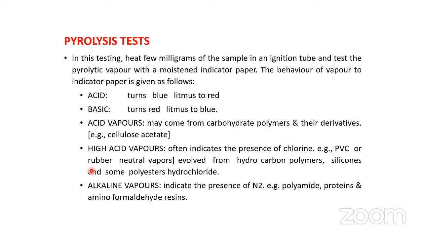Then if you get alkaline vapors, or you can say basic vapors, your red litmus paper will turn blue. It indicates the presence of nitrogen, for example polyamide proteins and amino formaldehyde resins. So these are some of the observations generally obtained from your pyrolysis test. Have you understood this?